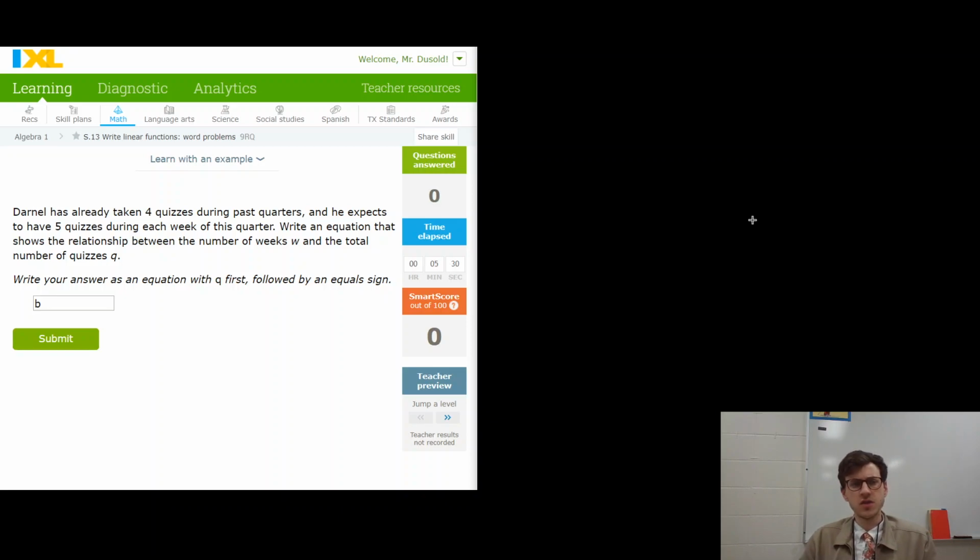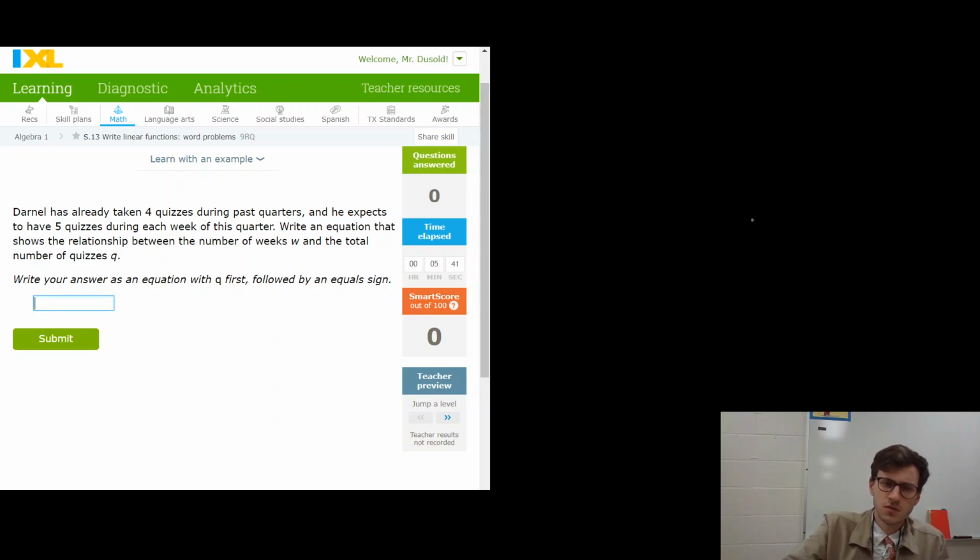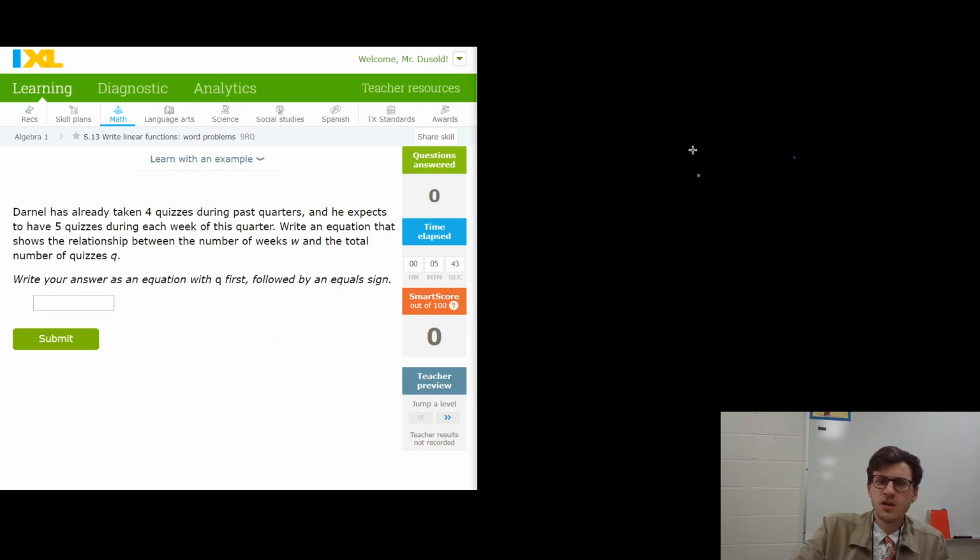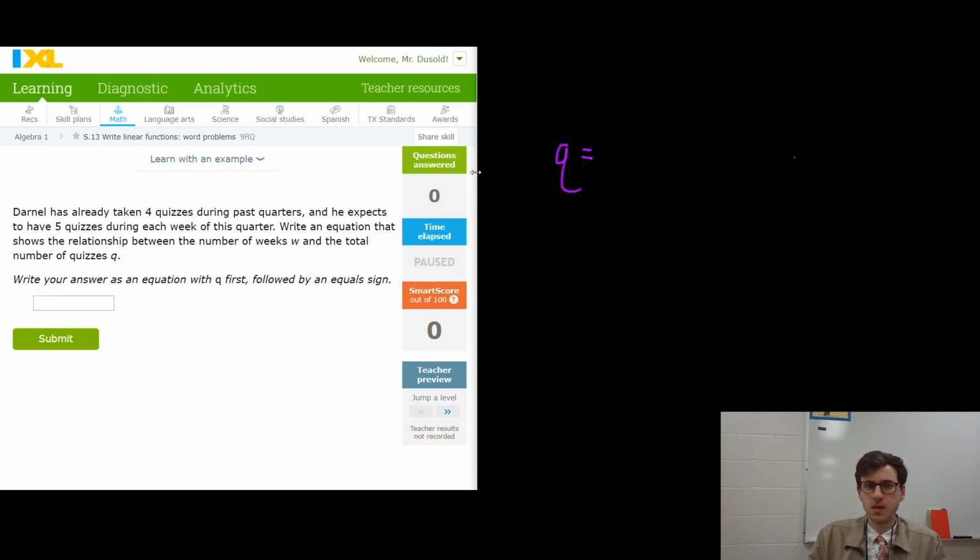So we need to write an equation that shows the relationship between the number of weeks that he's in school and the number of quizzes that he takes. And it gives you a nice hint here. Write your answer. That B shouldn't be there for sure. It says, write an answer as an equation with Q first, followed by an equals sign. So Q is the number of quizzes. That's what I'm trying to figure out. We don't know how many quizzes total he's taken. I'm trying to figure out how many quizzes will he take. And that's equal to, well, I know that he takes 5 quizzes per week.